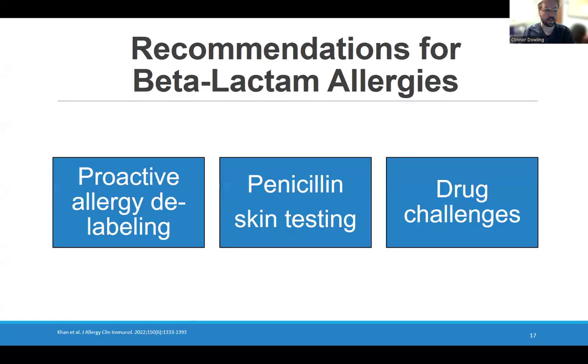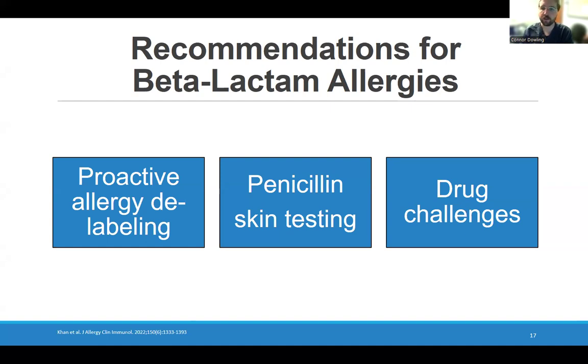Some of these recommendations that I just wanted to highlight for you all: we're going to start off by talking about proactive allergy delabeling and how we go about that when we're thinking about our patients that have these labeled beta-lactam allergies. This really focuses back on what we talked about earlier with our incidence of true beta-lactam allergies, which is actually very low, less than 1% of our population having a true beta-lactam allergy. So we really want to think about proactively delabeling our allergies to help patients and improve their outcomes.